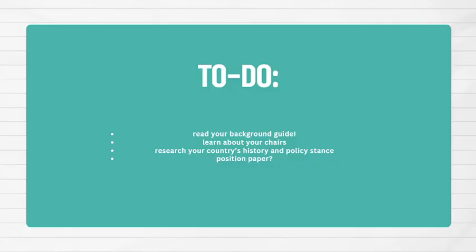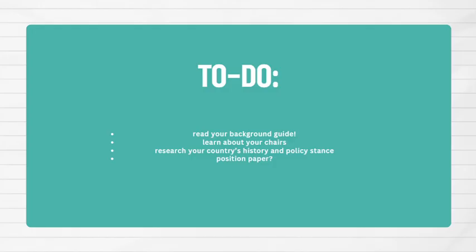So here are the things that you should probably do before your GA committee begins. The first thing that you're going to want to do is read your background guide. Your background guide is information prepared by your chairs about the one or two topics you're going to be debating over the duration of your conference.